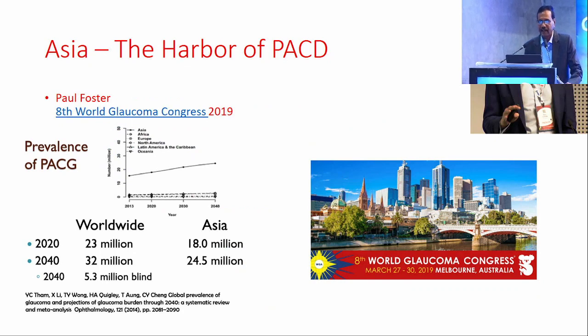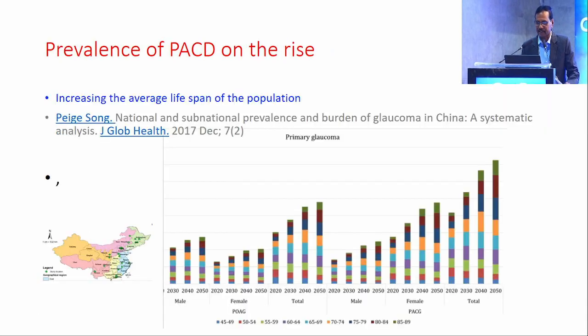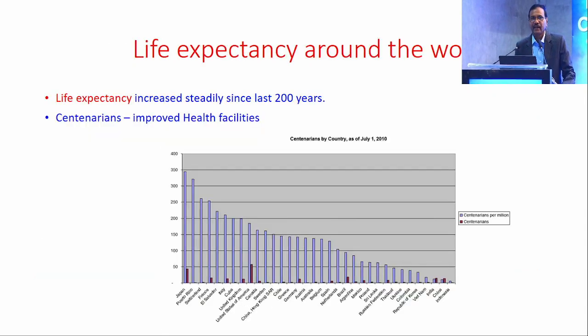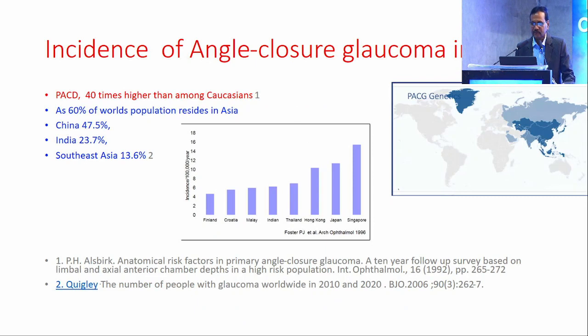Paul Foster, in the 8th World Glaucoma Congress, cautioned that Asia harbors the highest percentage of primary angle closure disease. The prevalence of PACD is on the rise because of the increased number of centenarians, because of increasing life expectancy and improved health facilities. The incidence of angle closure glaucoma in Asia is 40 times higher than among Caucasians. We have to think about this point.